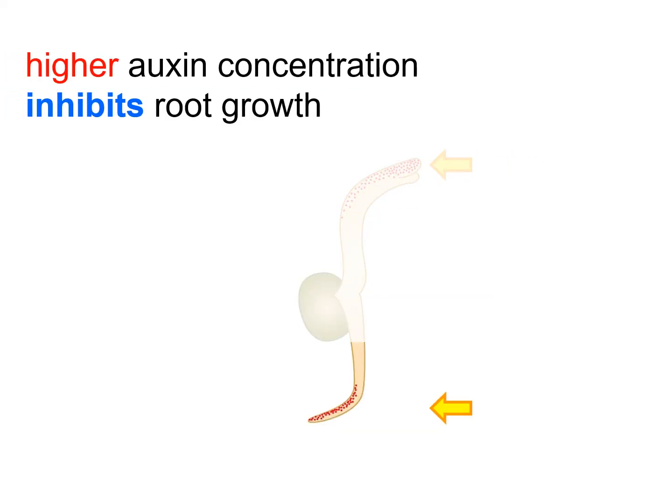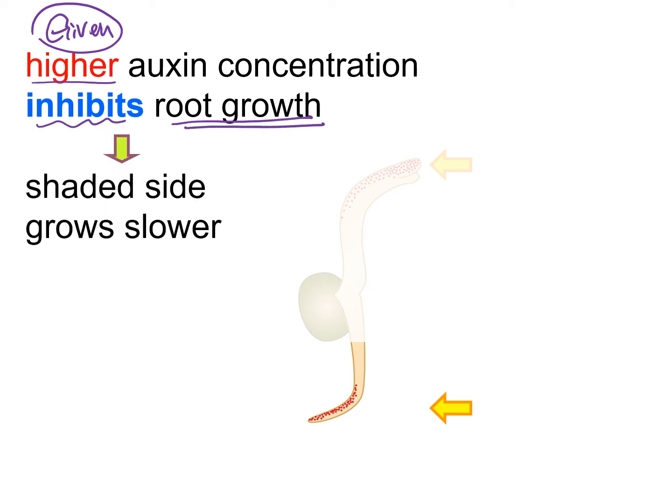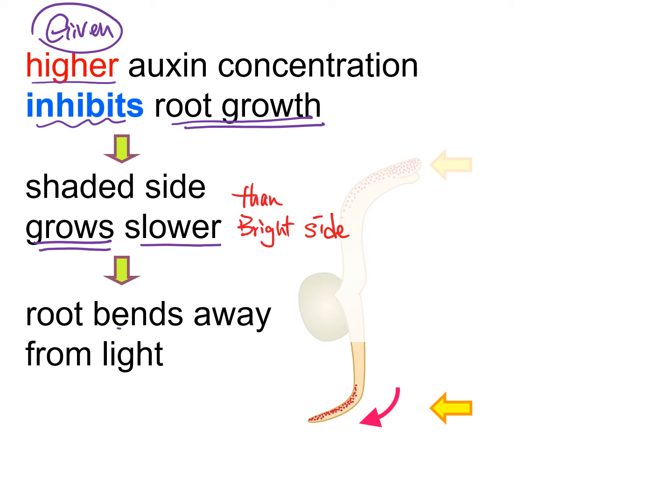Let's take a look at the root. And given that higher auxin concentration is going to inhibit the root growth, therefore, in the shaded side of the root, there is higher auxin concentration. So it will grow slower than the bright side. This helps the root to bend away from the light.